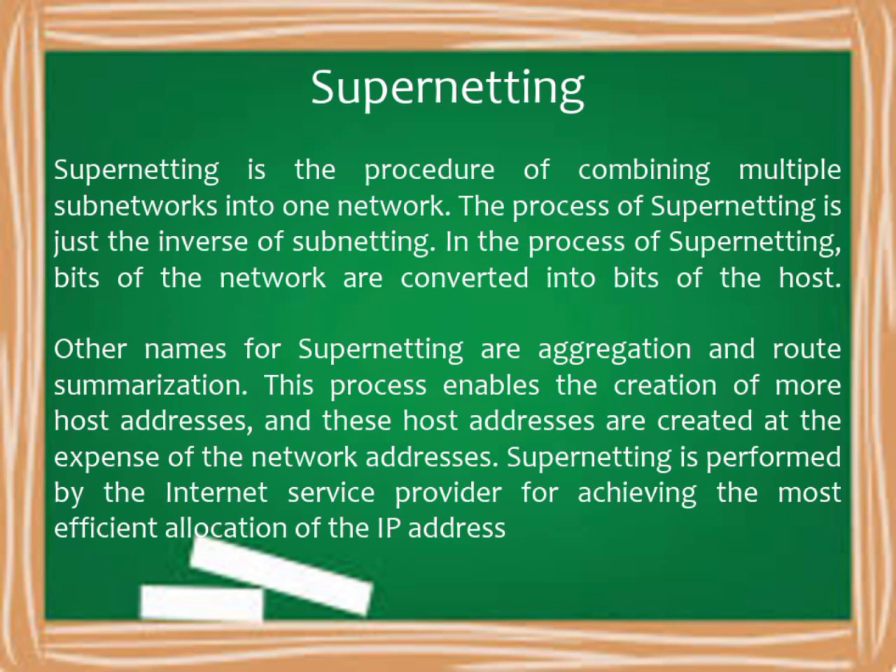Supernetting is the procedure of combining multiple subnetworks into one network. The process of supernetting is just the inverse of subnetting. In the process of supernetting, bits of the network are converted into bits of the host. Other names for supernetting are aggregation and route summarization. This process enables the creation of more host addresses, and these host addresses are created at the expense of network addresses. Supernetting is performed by the Internet Service Provider for achieving the most efficient allocation of IP addresses.